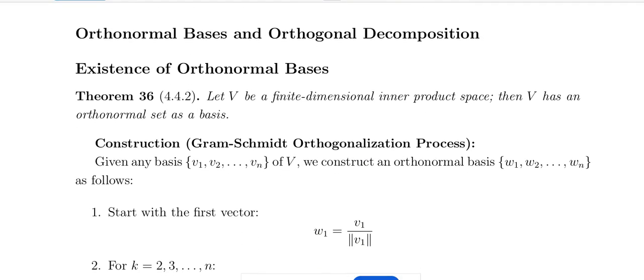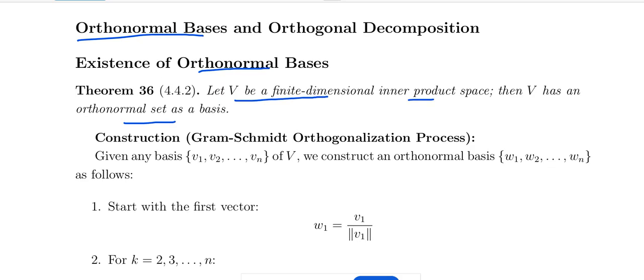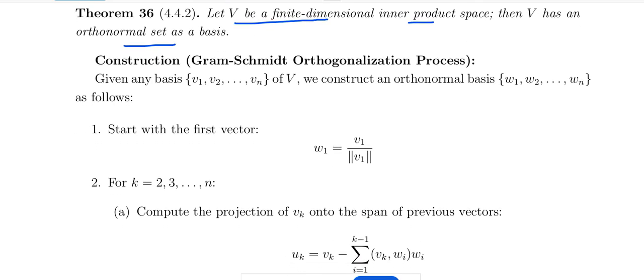And the orthonormal basis and orthogonal decomposition. This orthonormal basis comes up in the college TRB exam. So what do we mean by the orthonormal basis? The existence of an orthonormal basis: let V be a finite dimensional inner product space, and V has an orthonormal set as a basis. Okay, that is called the orthonormal basis, and its construction is by Gram-Schmidt's orthogonalization process.